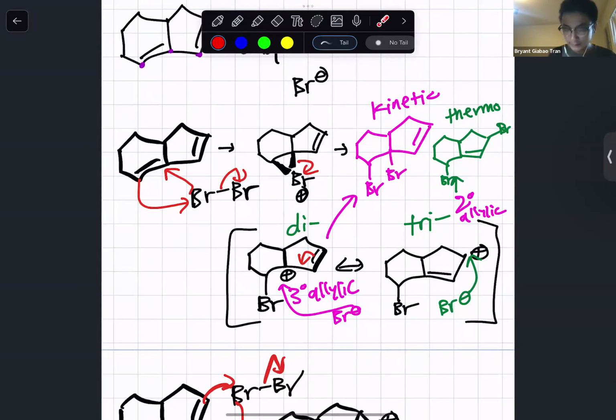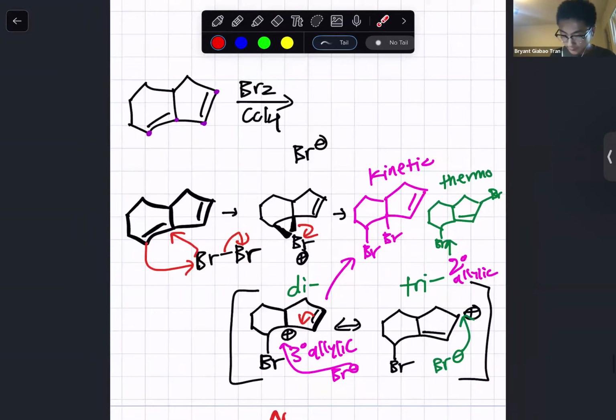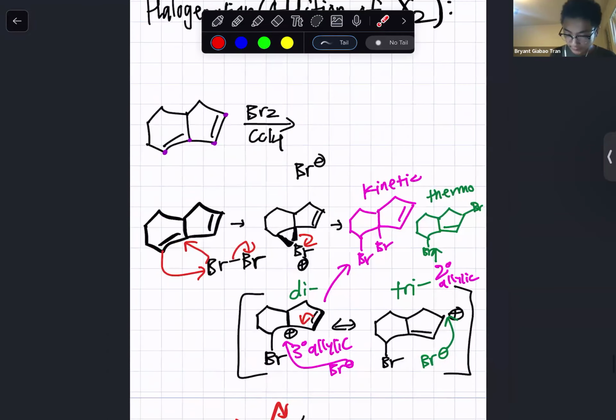Any questions on this reaction on the thermodynamic kinetic product, on halogenation, hydrohalogenation?